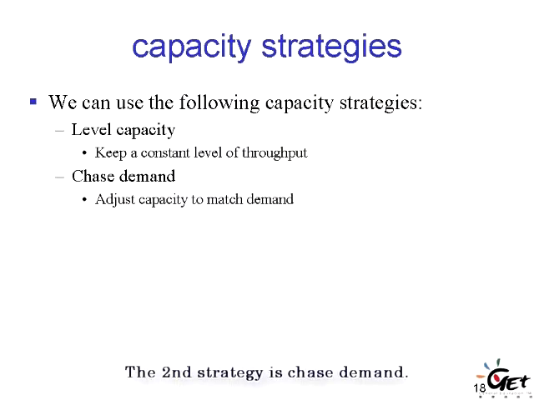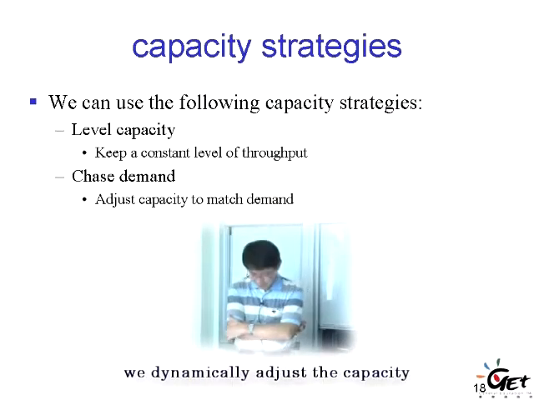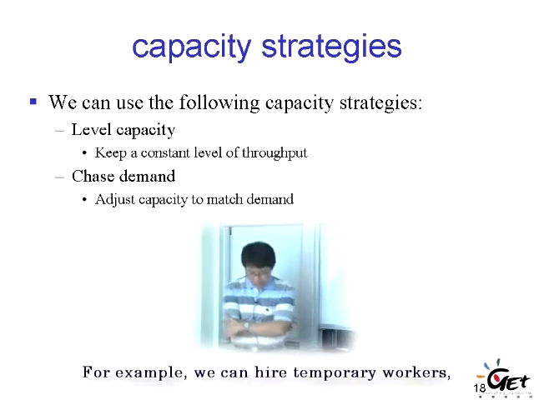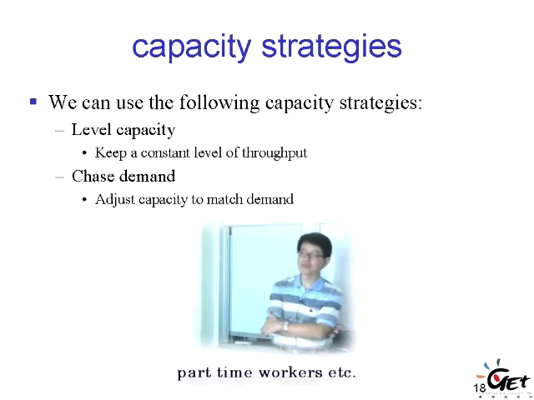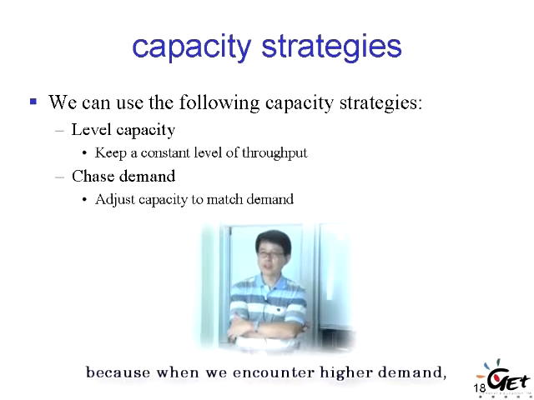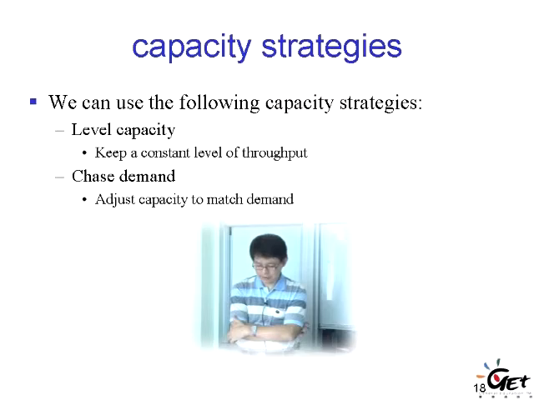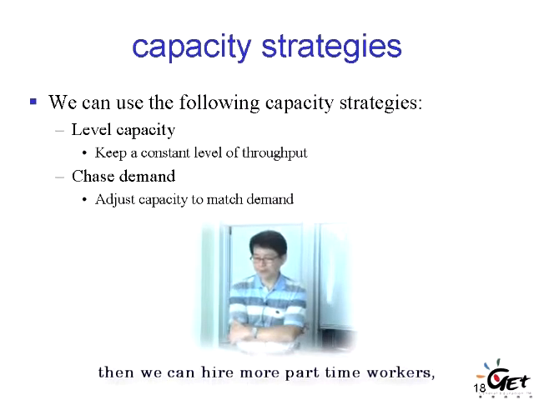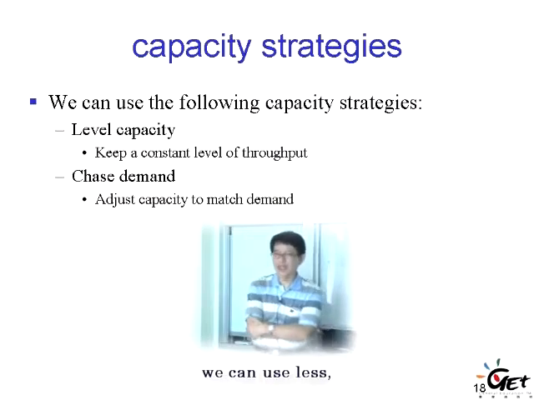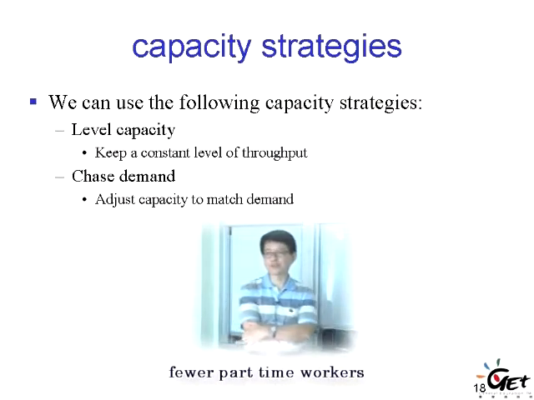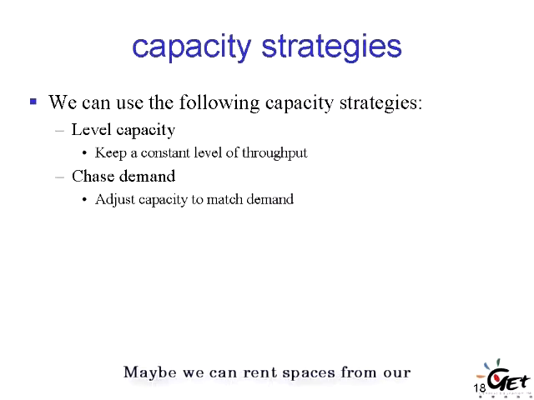The second strategy is chase demand. According to demand, we dynamically adjust our capacity. For example, we can hire temporary workers, part-time workers, etc. When we encounter higher demand, we can hire more part-time workers. Otherwise, we can use fewer part-time workers. Maybe we can rent space from our local competitors or local partners. This is dynamically adjusting capacity to match demand. So this is the second strategy, chase demand.